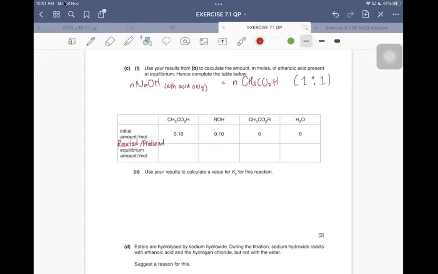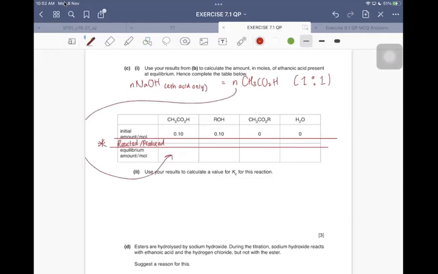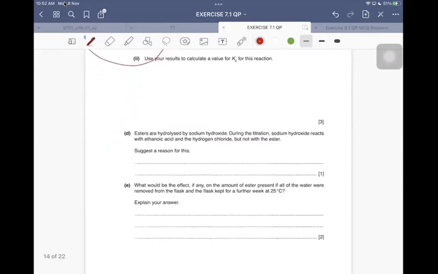So that's the biggest trap for you. You just assume that, oh, I'm given the initial amount, I'm given the equilibrium amount, so I just take the mole ratio for the equilibrium. It's 1:1. No, it's not like that. You have to use this middle row and utilize the mole ratio. So whatever answer you get here will be the value at equilibrium.